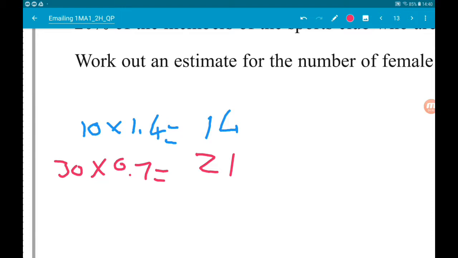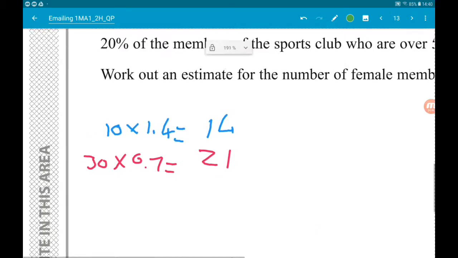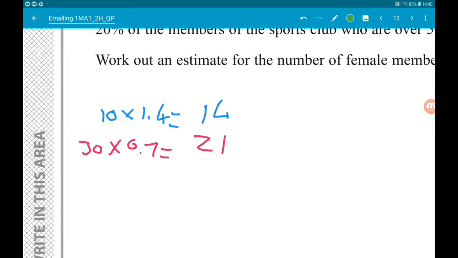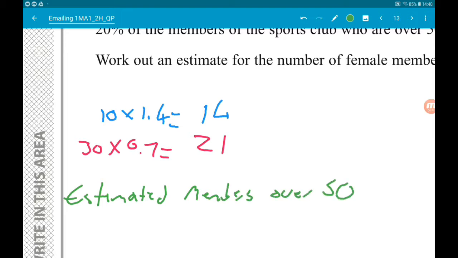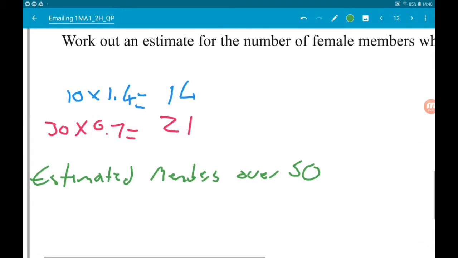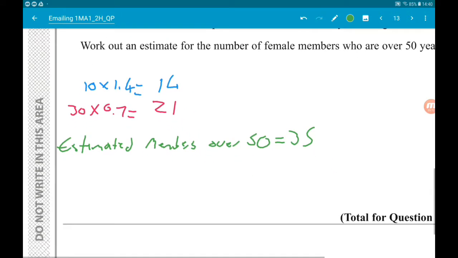So the estimated members over 50 is 35. 20% of those we are saying are females. So 20% of 35 is 7.